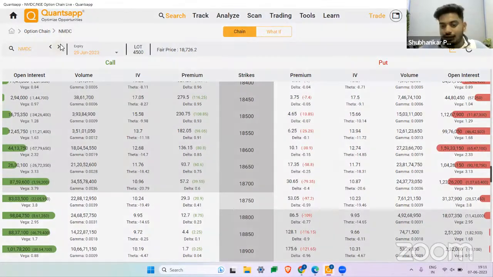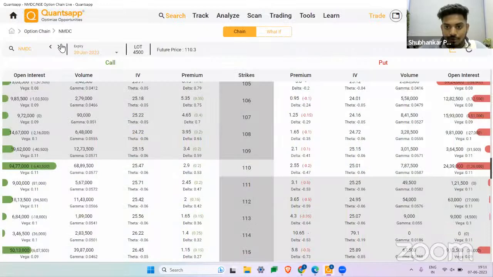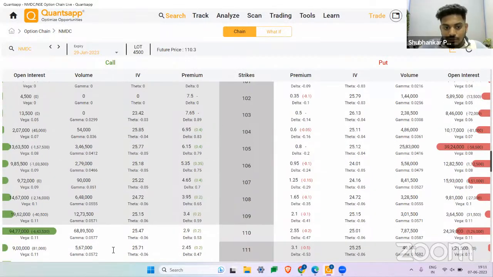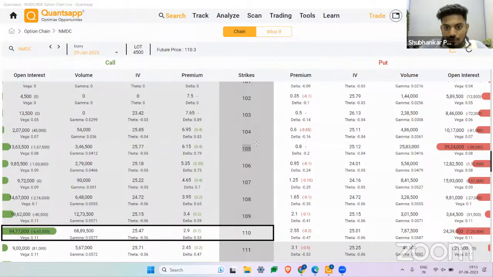So let's do this exercise for a few stocks. So NMDC. What is NMDC's highest call? It is exactly where the highest call is right now. NMDC's highest call is 110 and the highest put is 105. So what does it tell me? It tells me one thing, that this is where my resistance is, which is 110. And this is where my support is, which is 105.